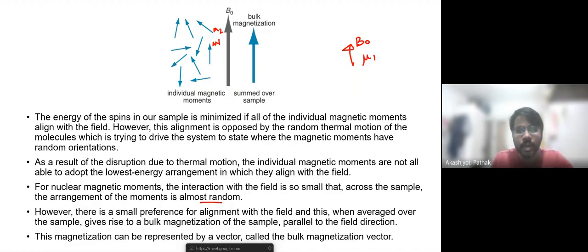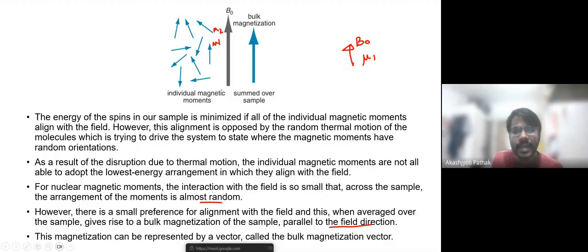So the arrangement of these moments is random, right? However, there is a small preference for alignment with the field, and this, when averaged over the sample, gives rise to a bulk magnetization of the sample parallel to the field direction. So when you sum up all the different orientations of these magnetic moments, you get a net magnetic moment in the z direction, which is parallel to the field direction.